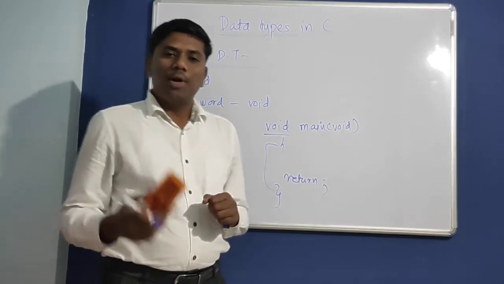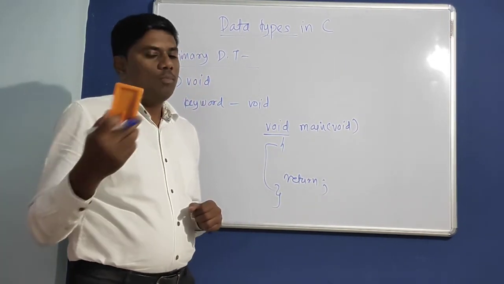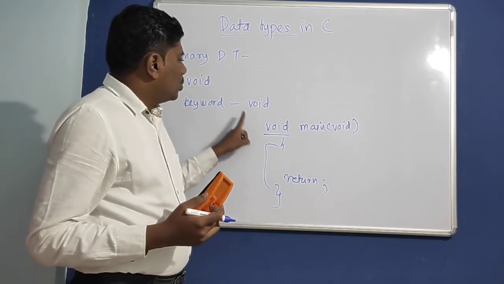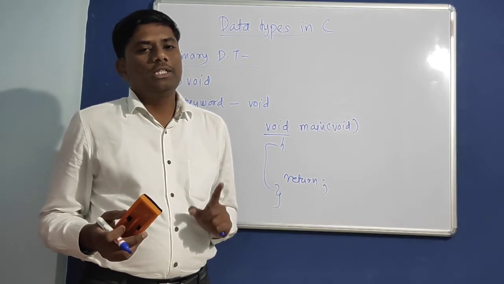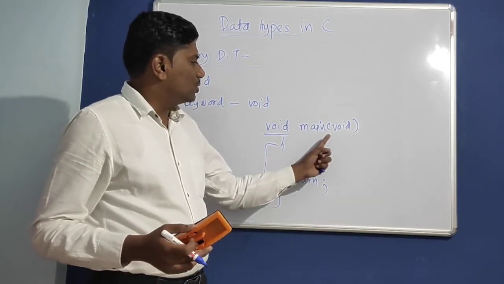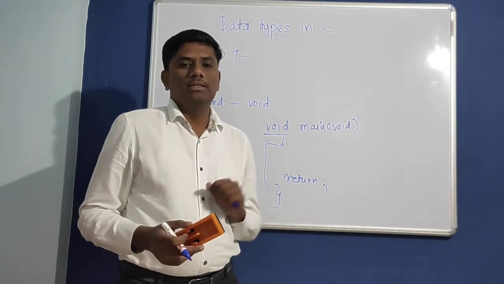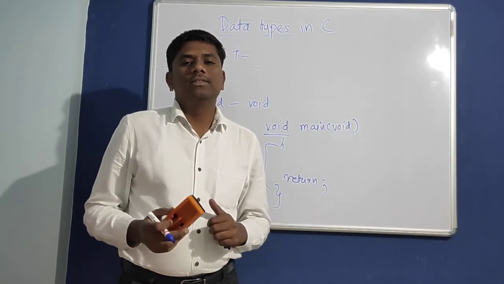There is a concept of void pointer as well. We'll discuss that void pointer at the time of pointer. And there is no memory for void data type. There is no specific range for void data type. Okay, an example is this one, so you can remember this one. So we have discussed primary data types in this session.